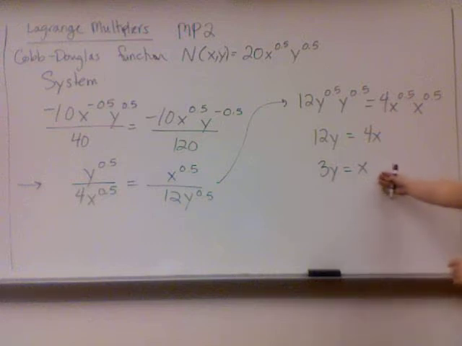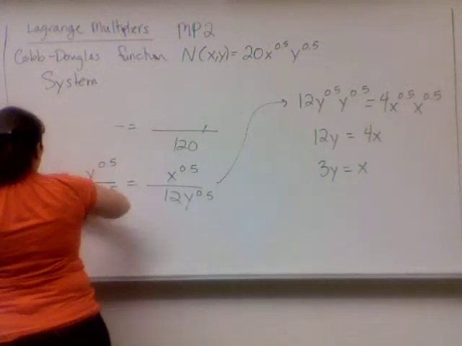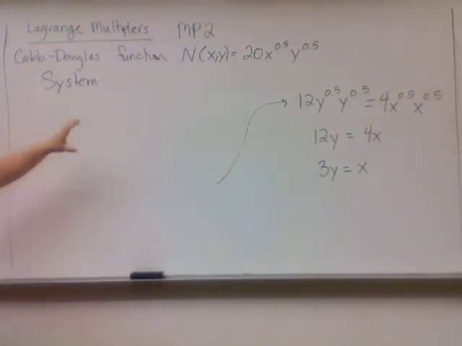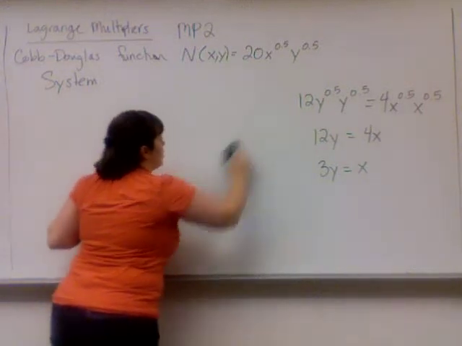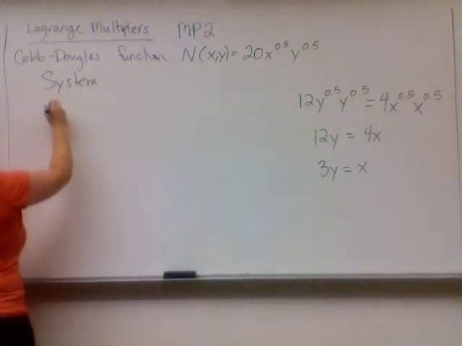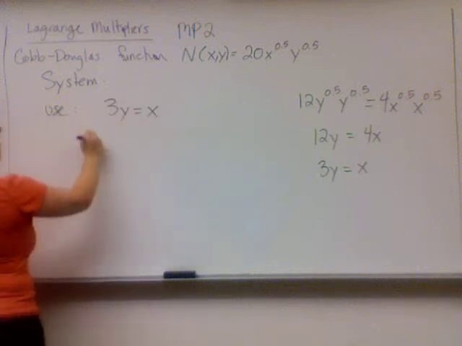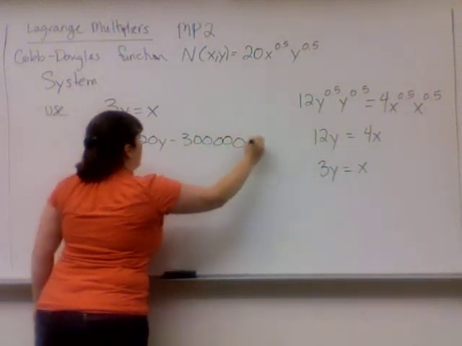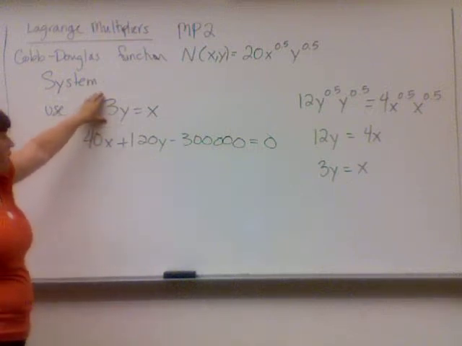All right, so what do we do with that? Well, don't forget, I erased it already, but there's another equation in this system of equations. We have the equation coming from the constraint that we still have to use. And remember, that's the whole point of this technique, is that we take this system and simplify it down to fewer and fewer equations until we can finally get a result for x and y. So now what we do is we use the following two equations together, 3y equals x, and the constraint, 40x plus 120y minus 300,000 equals 0.